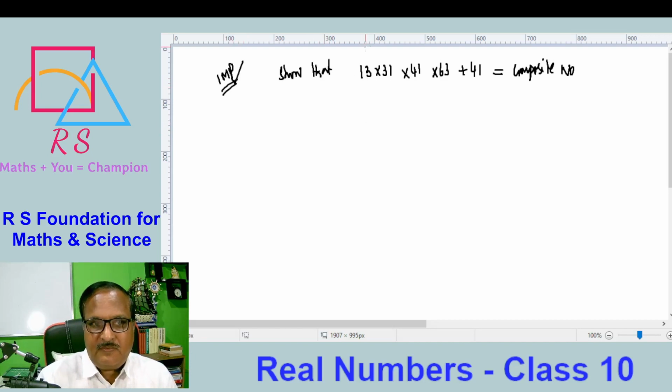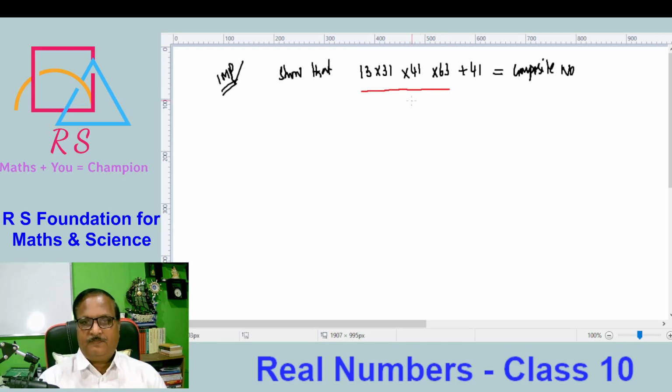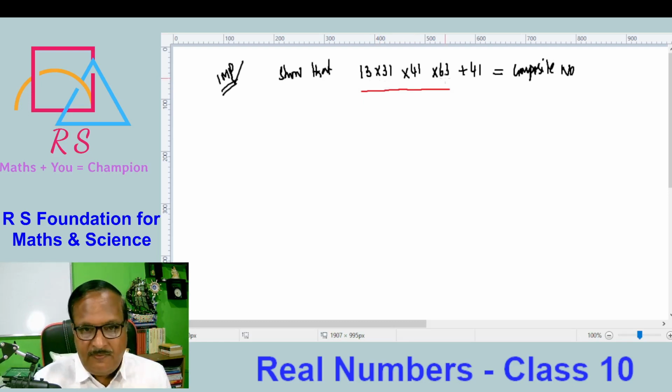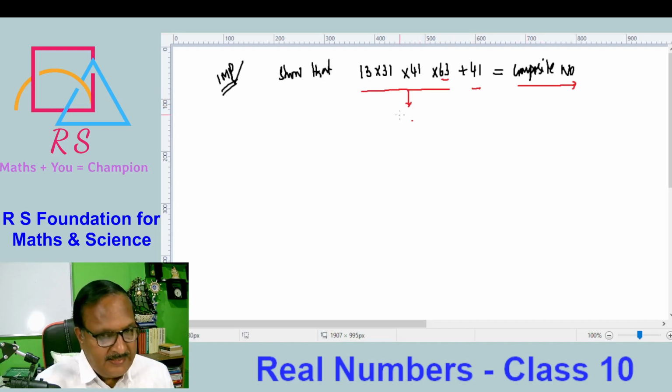So first, what has he given? He has given a product of 4 numbers. 13 is a prime number. 31 is a prime number. 41 is a prime number, whereas 63 is not a prime number because 63 has 3 as one factor. So you will get a product number, and this is a composite number. Okay, so now you have to prove that this is a composite number, right?